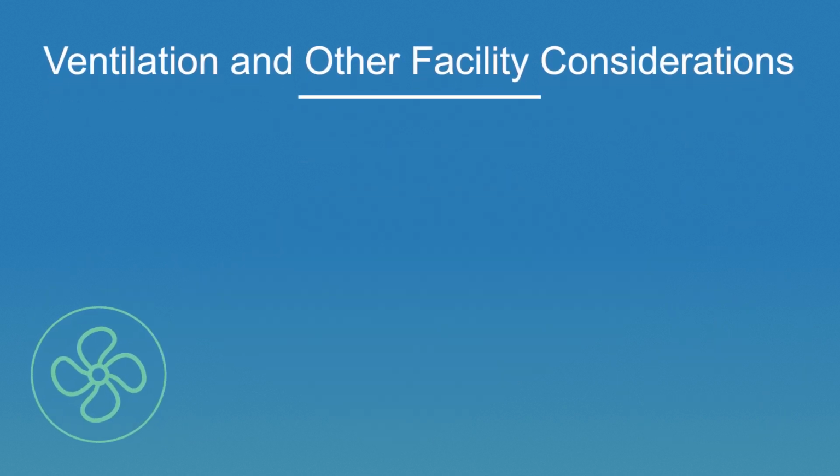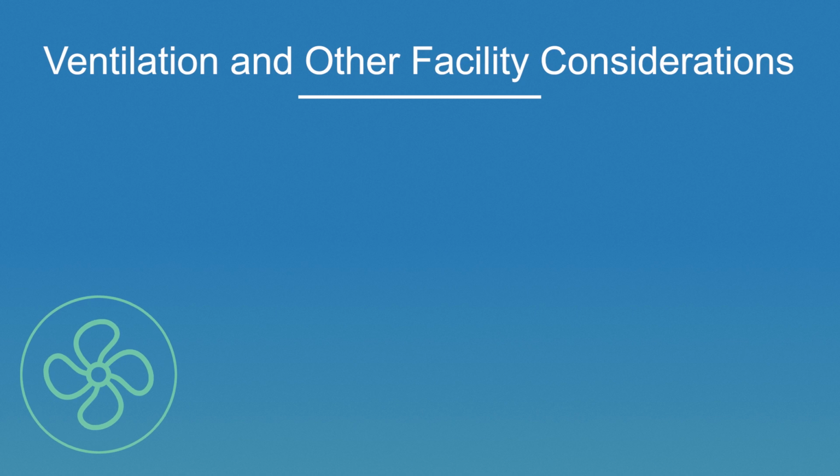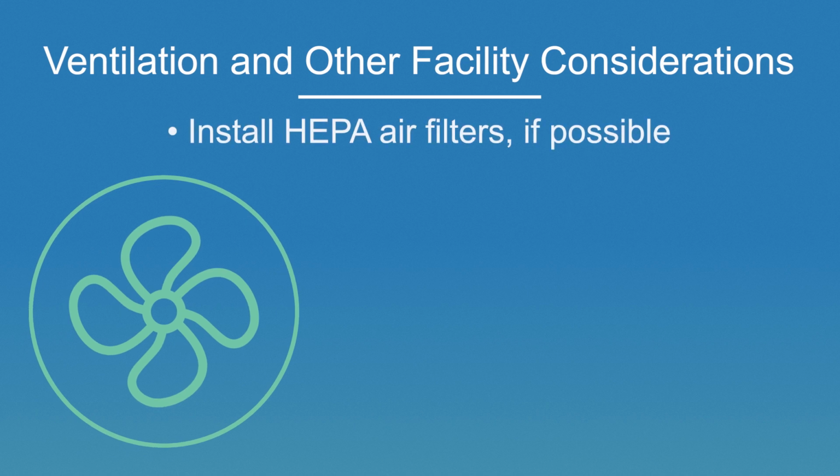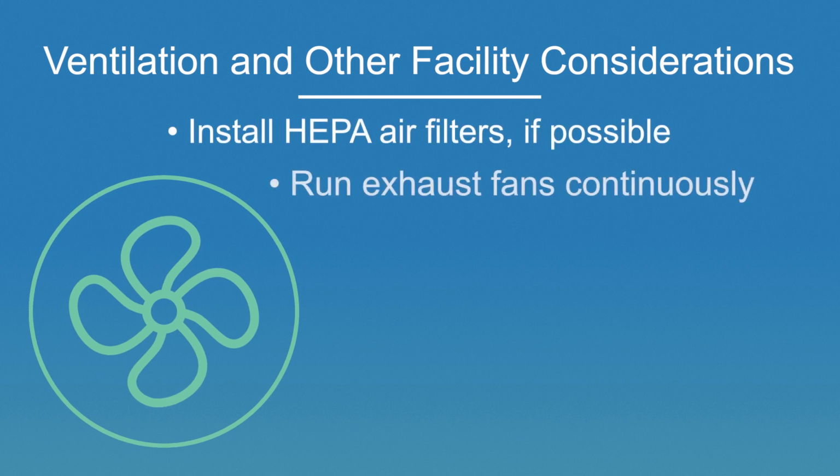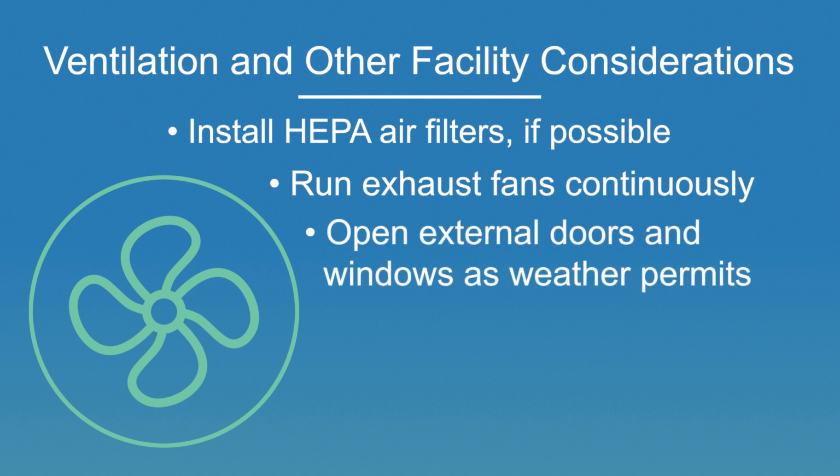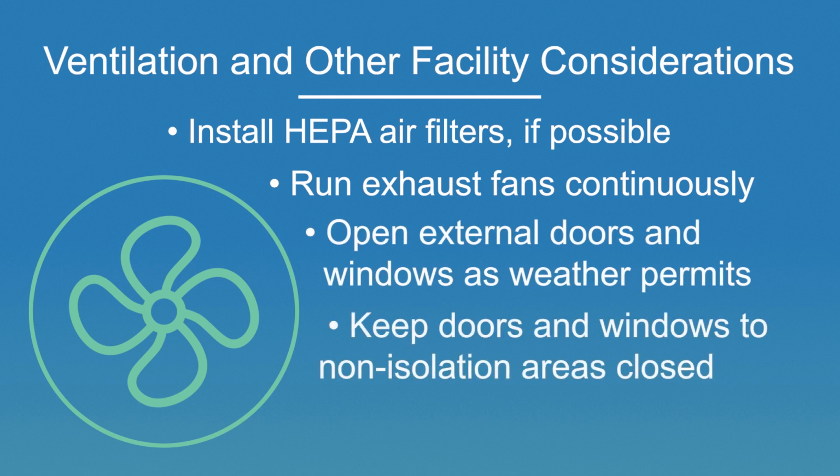For COVID-19 isolation areas, adequate ventilation is helpful and may involve installing HEPA air filters, running exhaust fans continuously, or opening doors and windows if weather permits. Ensure any doors or windows connected to the non-isolation areas remain closed to limit virus exposure.